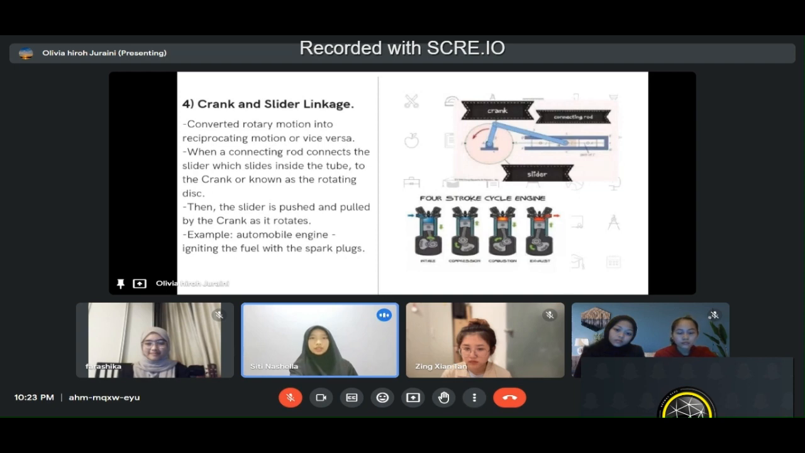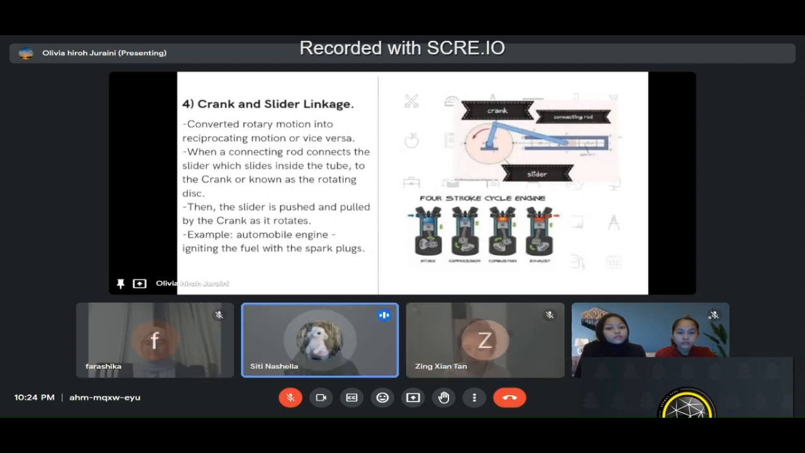And the fourth type is crank and slider linkage. It can convert rotary motion into reciprocating motion or vice versa. A connecting rod connects the slider, which slides inside the tube, like the picture here, to the crank, also known as the rotating disc.